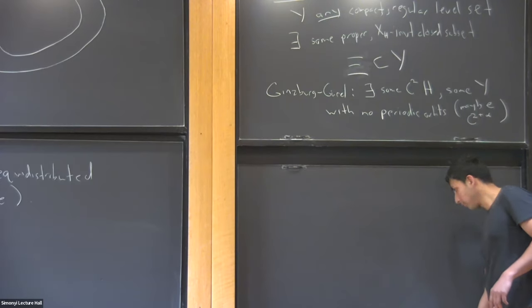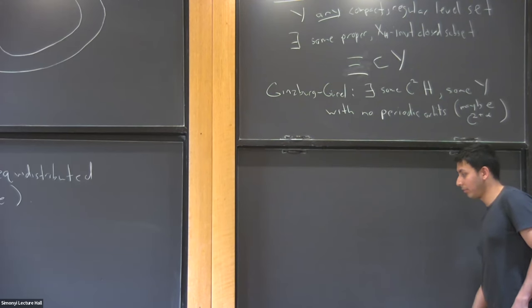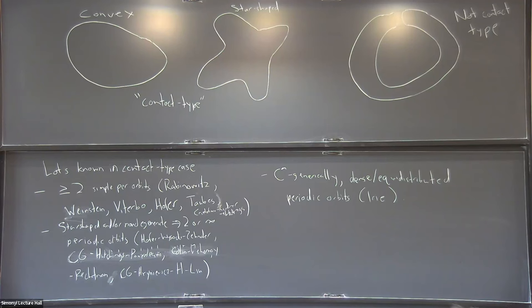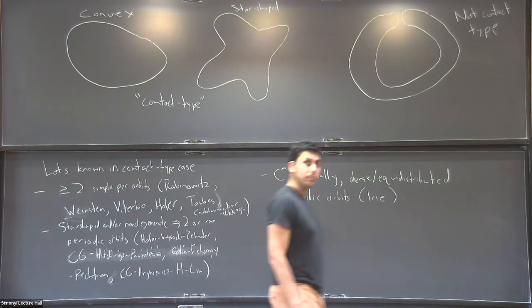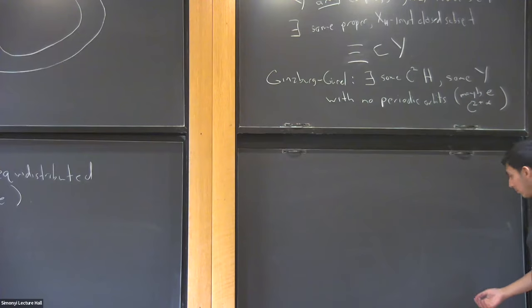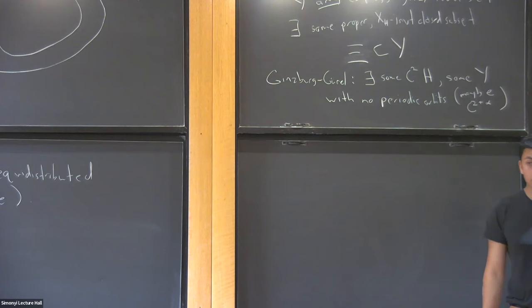It would be interesting to see if there's a smooth counterexample, but unfortunately, there's not so much room in dimension three. So these Ginzburg-Gürel examples are not smooth. There are no smooth contact examples. However, in all higher dimensions, so R6 and up, you have smooth examples which don't have periodic orbits. It is an open question if there exists a smooth compact regular energy level set without periodic orbits in R4. So that's a long-standing problem.